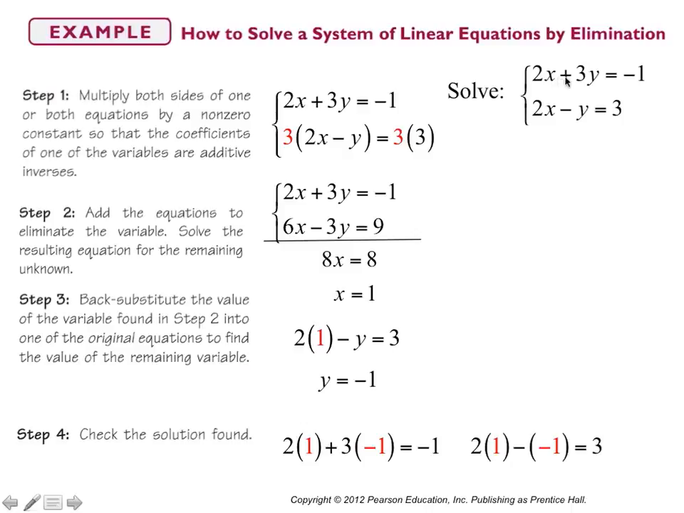So I have 2 times 1 plus 3 times -1. If you simplify this, you're going to get -1. And then the second equation, I have 2 times 1 minus -1, which gives you a positive 3. So both of those work. So we write our solution as a coordinate 1, -1. It's always x and then y.